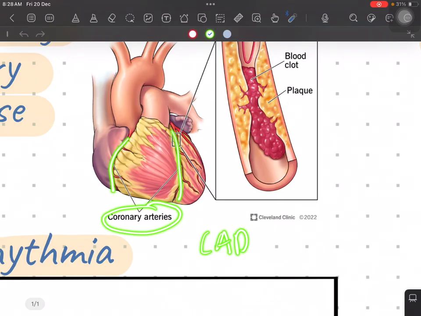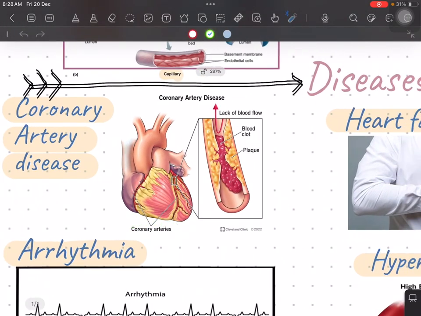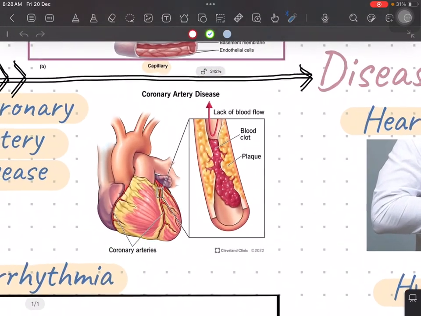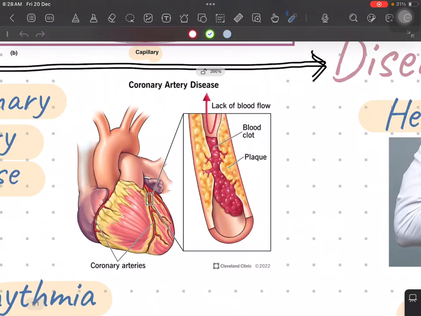In CAD, there is a reduced blood flow to the heart muscle. A buildup of fats, cholesterol, and other substances in and on the artery walls, a condition called atherosclerosis, usually causes coronary artery disease. The buildup, called plaque, makes the arteries narrow. So, coronary artery disease often develops over many years.